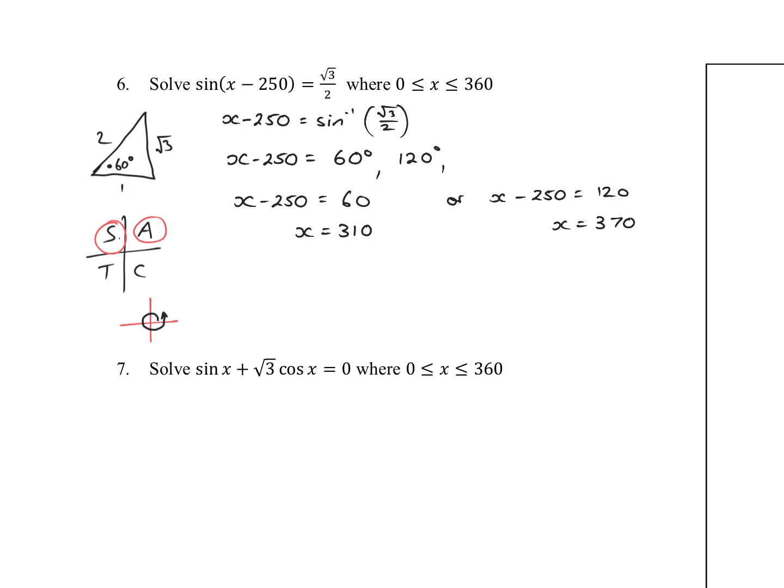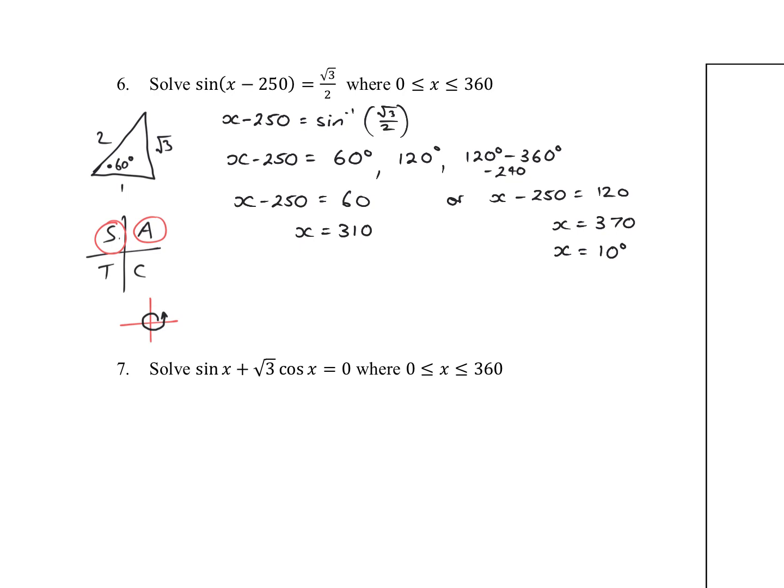There are a couple of ways to do it. I can visualise to myself that 370 is going to be x is equal to 10 degrees. Okay, it's within the domain. But you could also do it as 120 degrees and go back the other way, which would be minus 360, which would be negative 240. And then if you do the negative 240 plus 250, you'll get your 10.